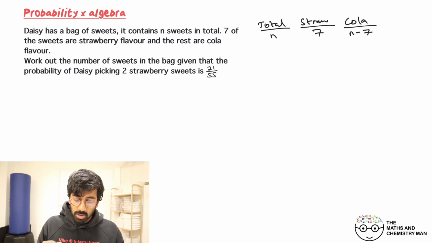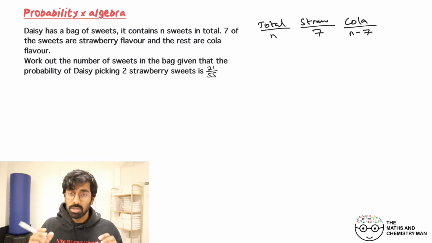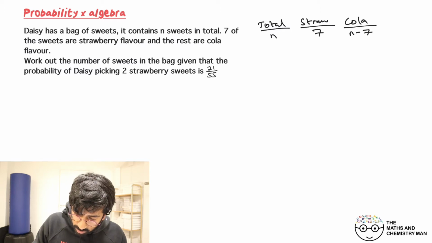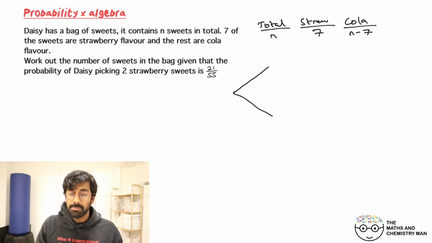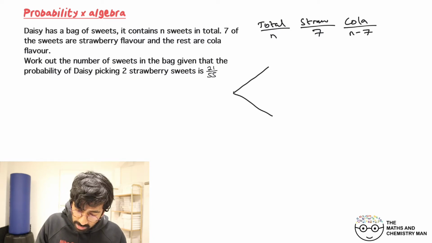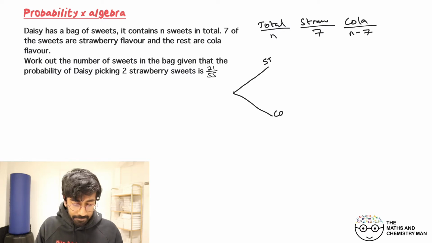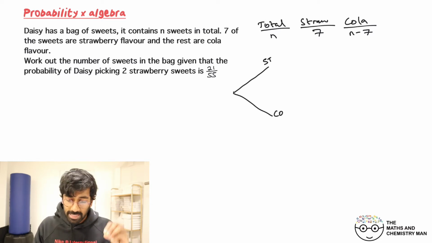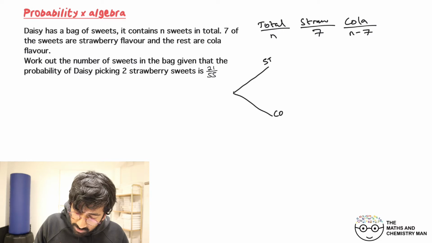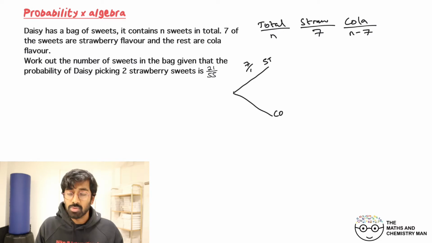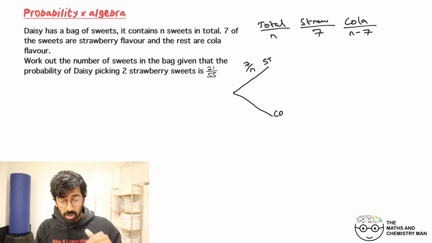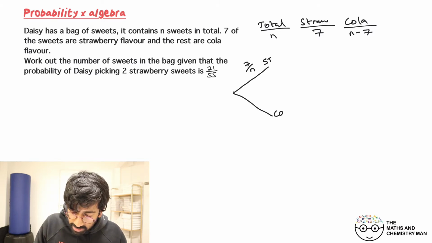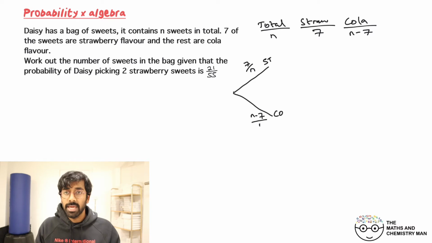Now, I would then go and draw a tree diagram. So let's go with tree diagram there. The first time that Daisy picks a sweet from this bag, it could be strawberry. I'm going to put ST for strawberry here. Or it could be cola. I'm just going to put CO for that. Now, what's the probability of picking a strawberry sweet the first time she dips into that bag? It's going to be 7 over N, because there's 7 strawberry sweets out of the total, which is N. How many cola are there? That's going to be N minus 7 over the total, which is N.